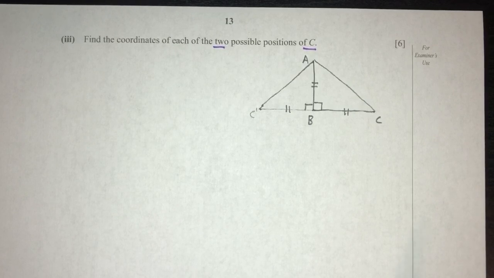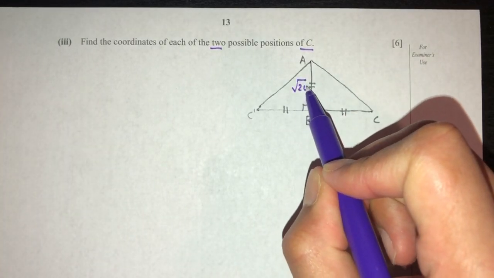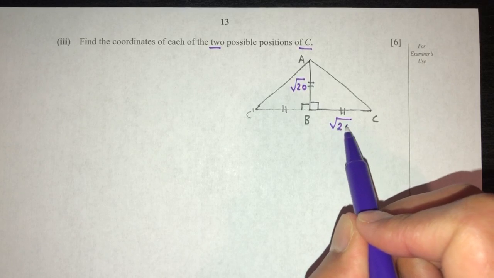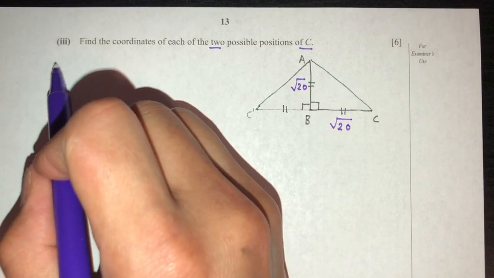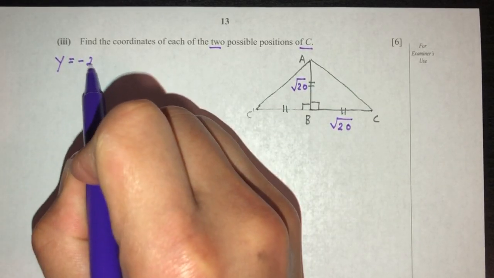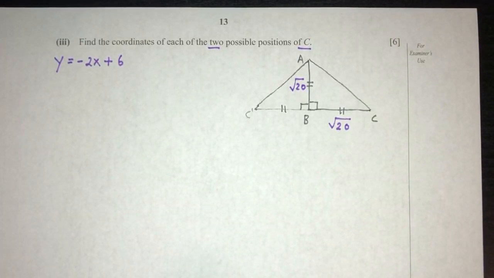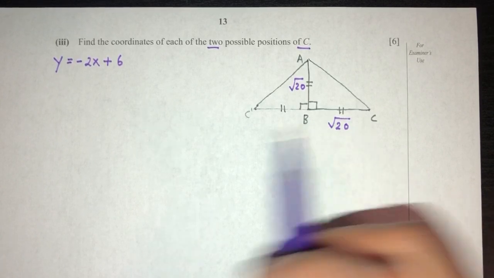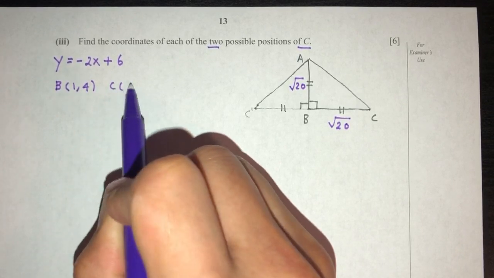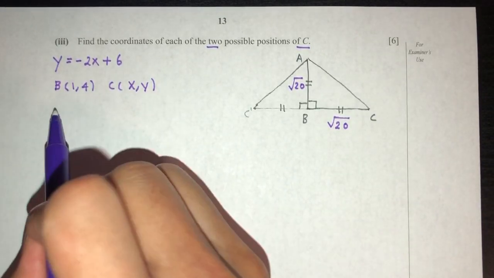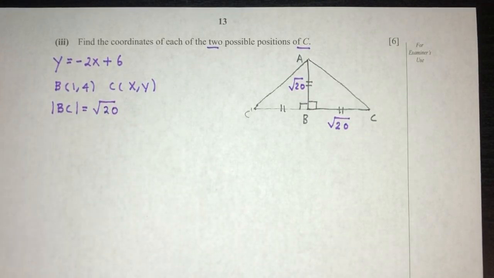So what do we know from part 1 and 2? From part 1, we know that the length of AB is root 20, which means BC has to be also root 20 because it is isosceles, right? Now we know the equation of BC has been found to be y equal to minus 2x plus 6. Now how can we find the length of BC? We know B is given to us by 1, 4, and C we don't know, x and y. So let's find the length of BC because we know BC has the length of root 20, but let's pretend we are trying to find the length of BC.